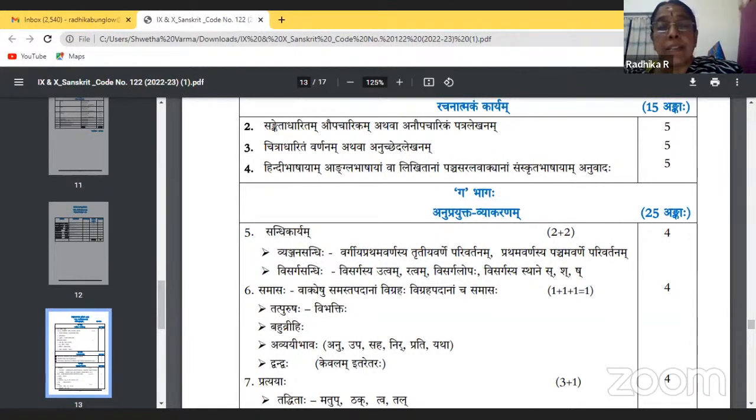Then the 6th question includes Anuprayukta Vyakaranam, which includes Samasa, or Vigraha. The portions are Talpurusha, only Vibhakti Talpurusha Samasaha, Bahuvrihi, Avyayi Bhava Samasa which includes Anu, Upasaha, Niraprati, Yatha, and Dvandva, where only Kevalam Itaredara Dvandva is mentioned.